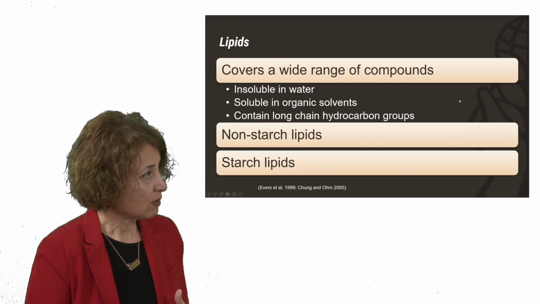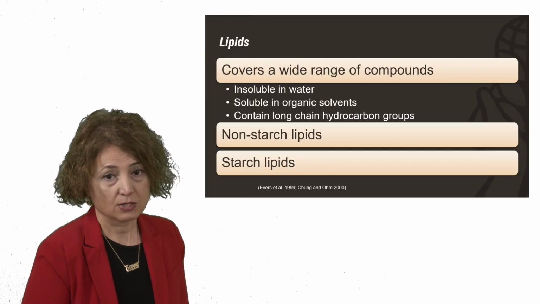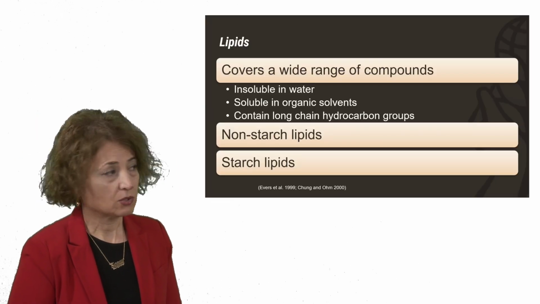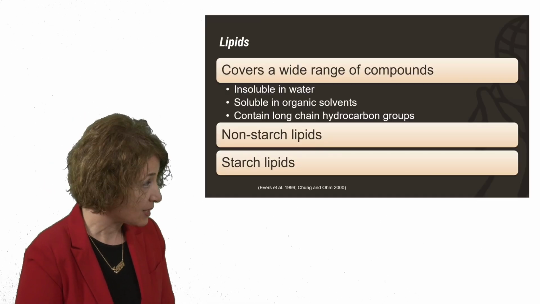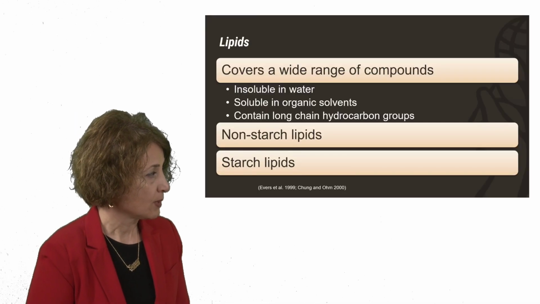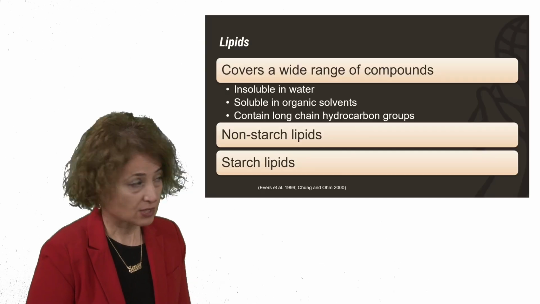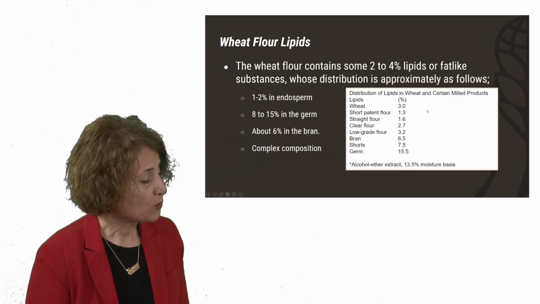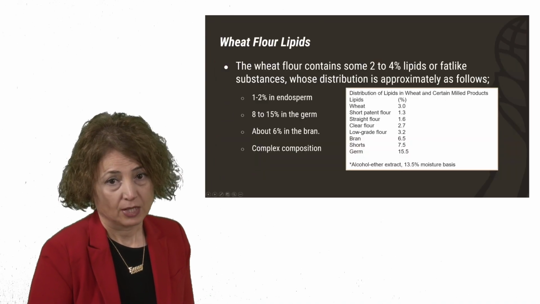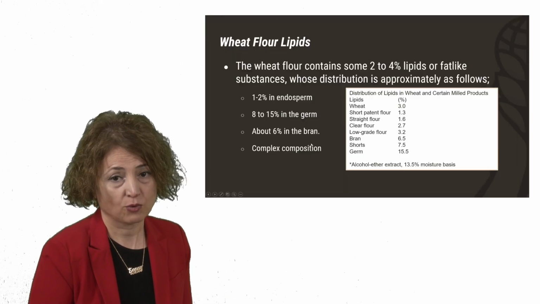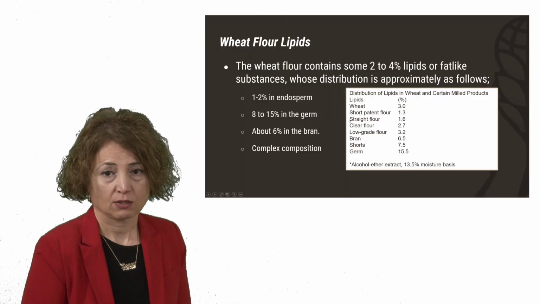Lipids cover a wide range of compounds. They are not soluble in water, but they are soluble in organic solvents, and the most universal lipid extraction solvent is hexane. They contain long-chain hydrocarbon groups, and there are non-starch lipids and starch lipids, some of which are part of the granular structure. For wheat flour lipids, most of the lipid is located in the germ, 8 to 15%. About 6% is located in the bran, and we only have 1 to 2% in the endosperm.